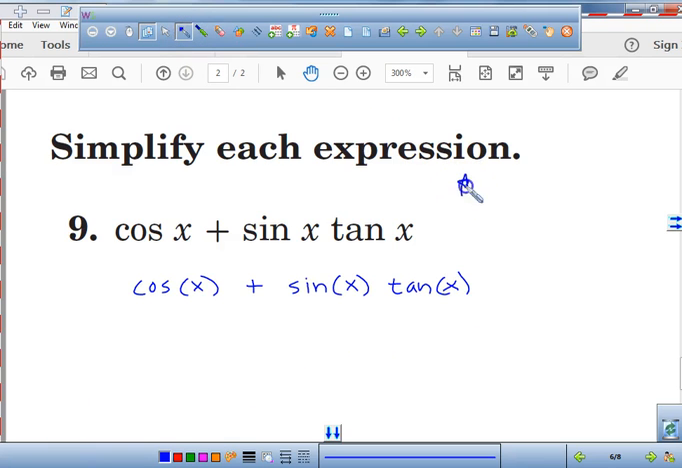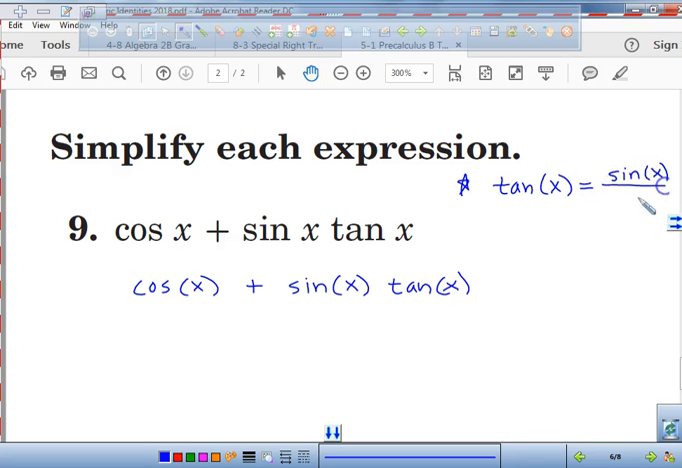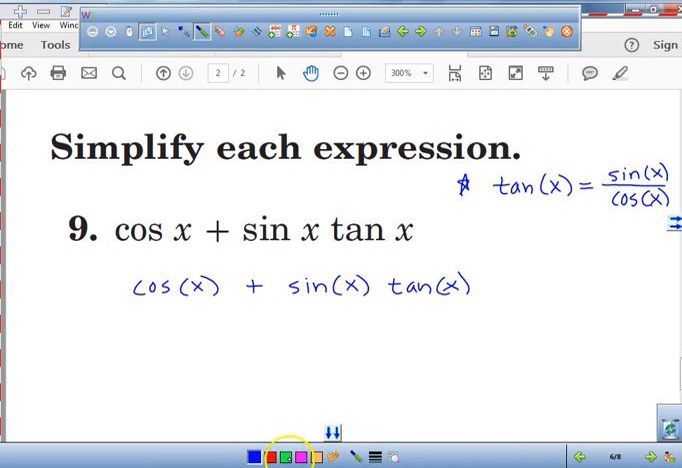The information we're going to need is that the tangent of x will always equal the sine of x over the cosine of x. If you look at the notes in your journal, this is part of the quotient identities, at the top of your paper. So we're going to take this and substitute it right here.